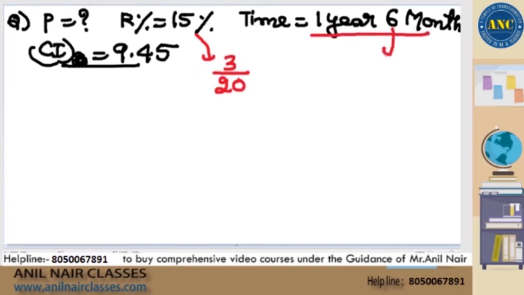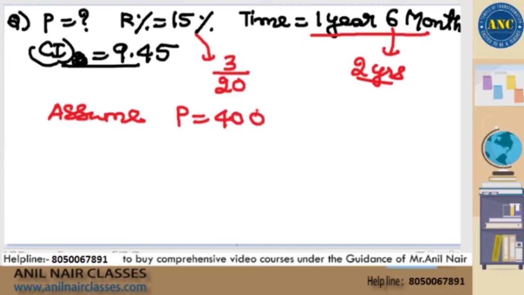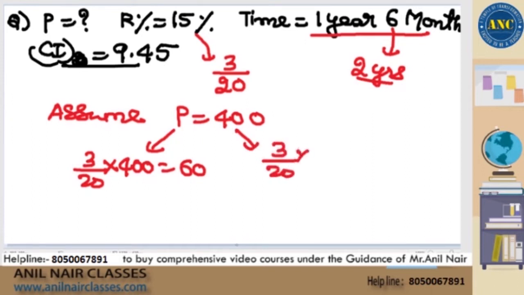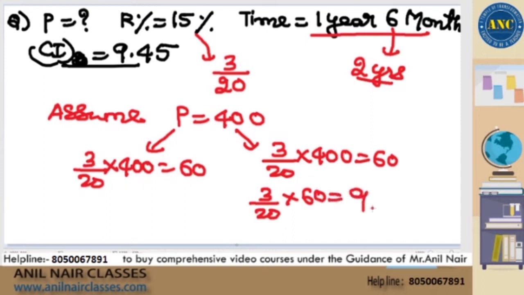1 year 6 months. Make it into 2 years first. It is for 2 years. So 3 by 20, 20 square is 400. Assume principal equivalent to 400. If it is 400, first year interest is 3 by 20 into 400, which is 60. Second year it will be 3 by 20 into 400, again 60. Second year there will be interest on interest, 3 by 20 into 60, which is 9.